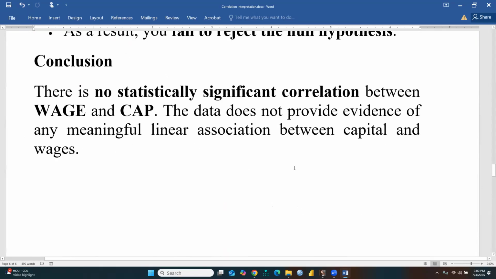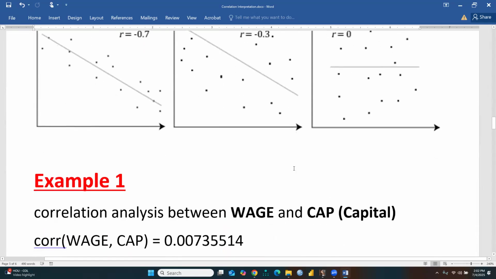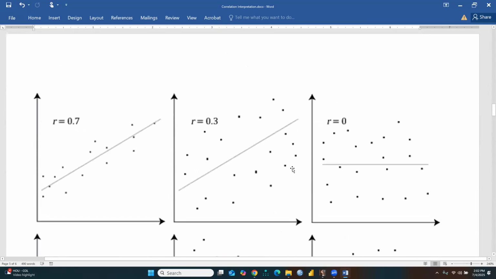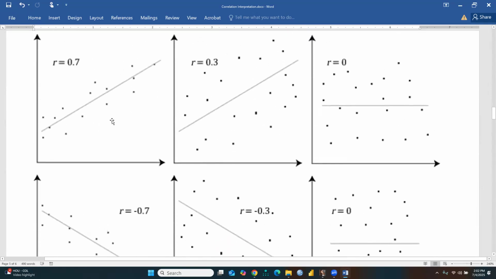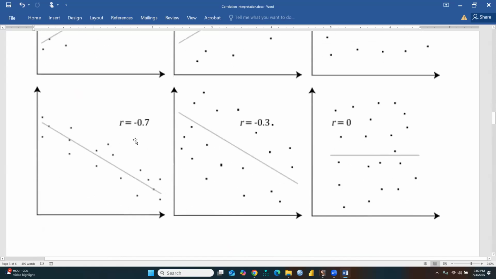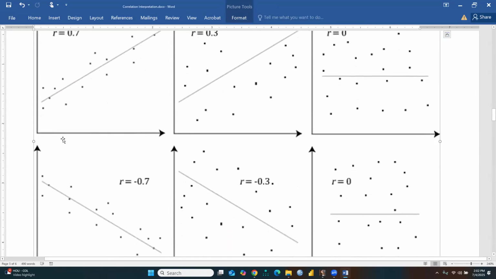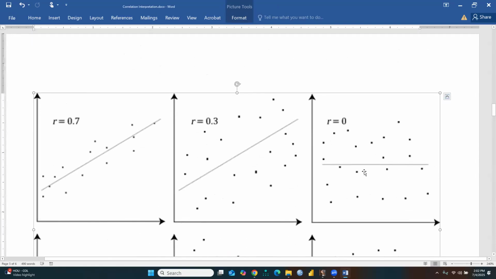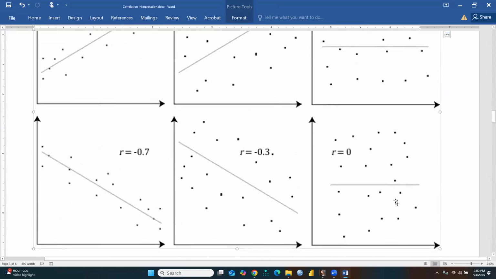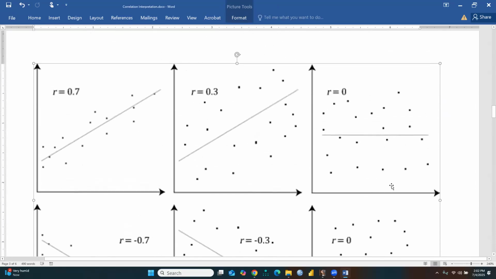I hope so. I have taken two examples. The first example had no correlation, and the second example has a correlation. In the first example, you can see R is 0.7, a positive correlation, and this one is negative, because you can see the negative sign. That is why the slope is downward. This is the positive correlation. In this example, R is 0.3, so there is a weak correlation, and 0.7 is a strong correlation. The third one is R equal to 0, and there is no correlation at all, meaning both these variables are not correlated.